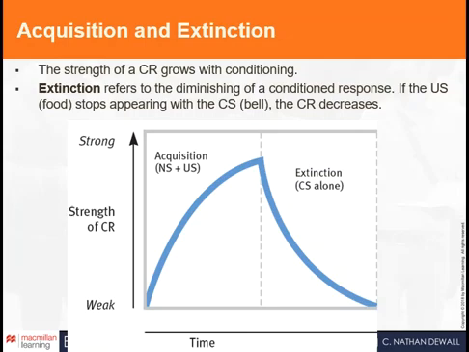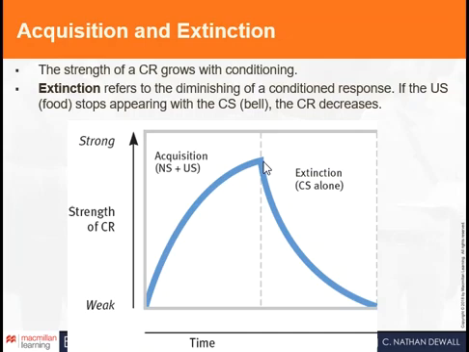Then we have extinction. Extinction refers to the diminishing of a conditioned response if the unconditioned stimulus, food for example, stops appearing with the conditioned stimulus, the bell. The conditioned response decreases. So what we have here, during the acquisition phase, is the NS and US being paired together, strengthening the acquisition.